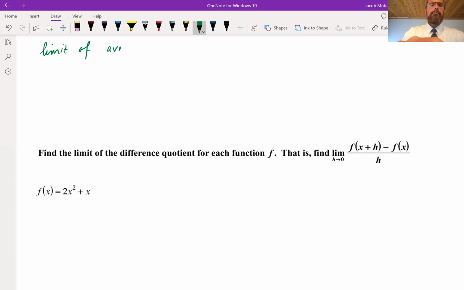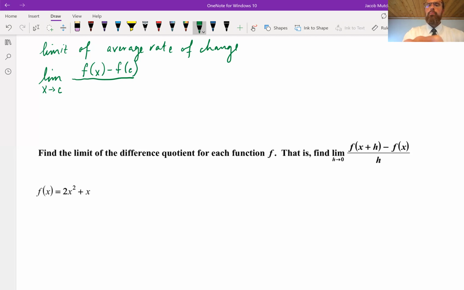So let's record that here just so we have it in view. It's a limit of average rates of change. And let's give that expression. So the limit as x approaches c of, following the idea of slope, f of x, the y value, minus f at c, which was a value with a constant number plugged in, over x minus c.